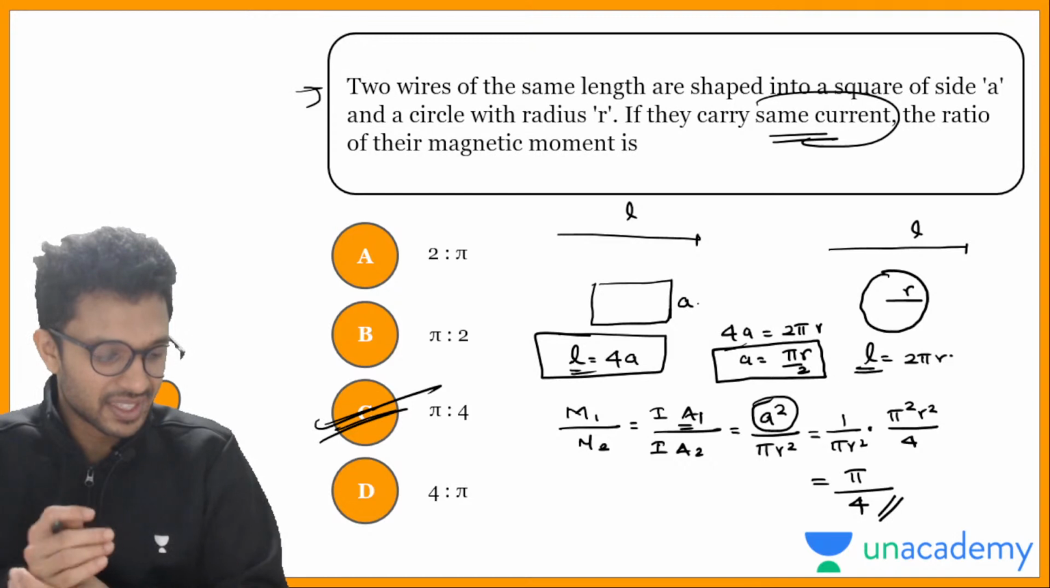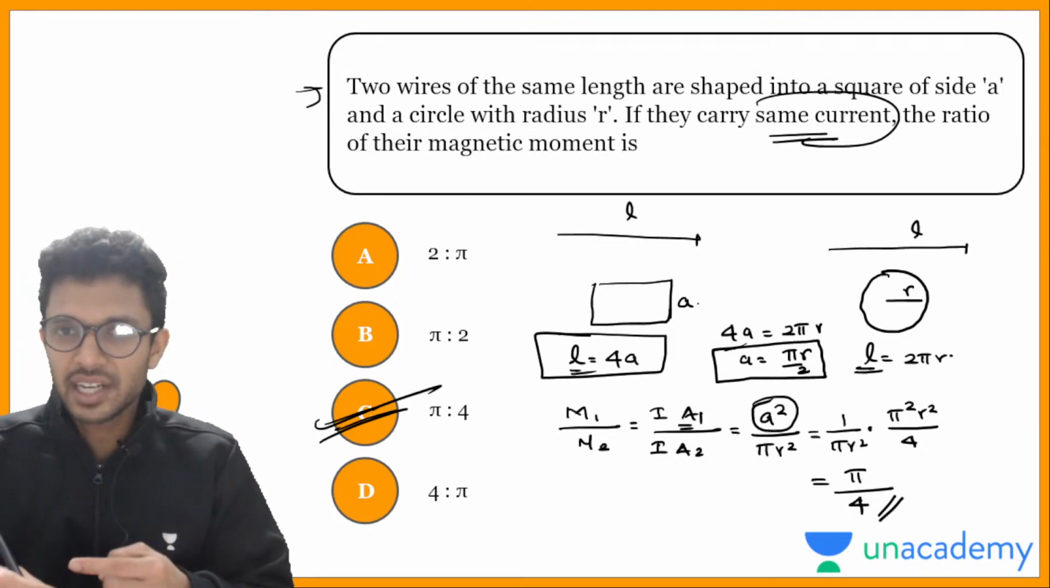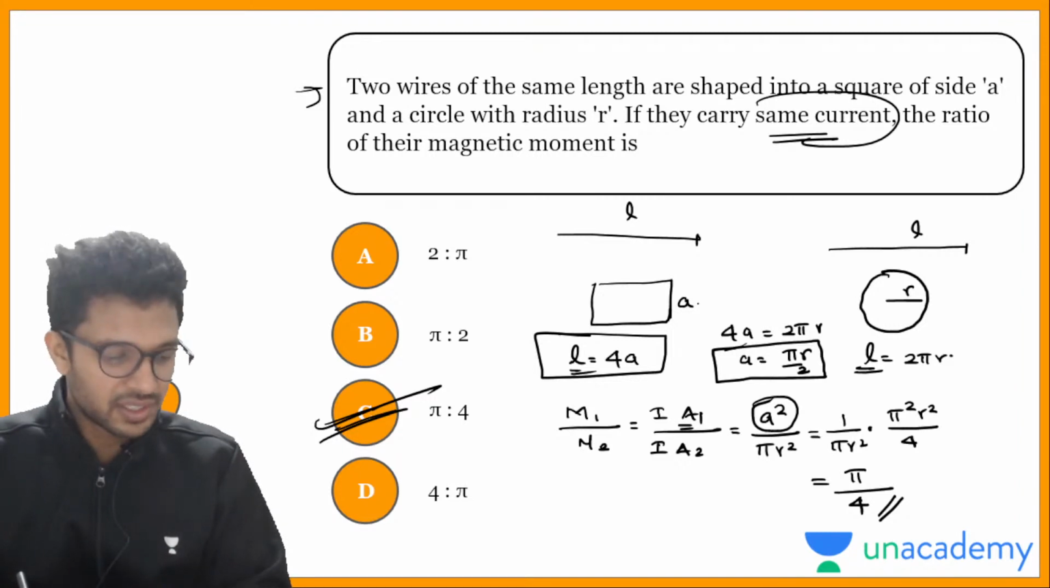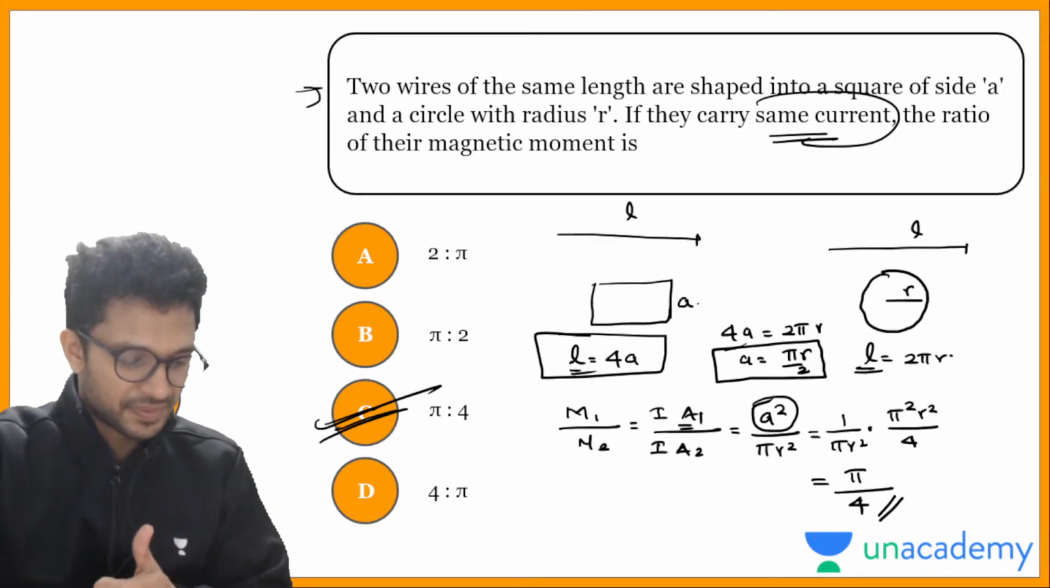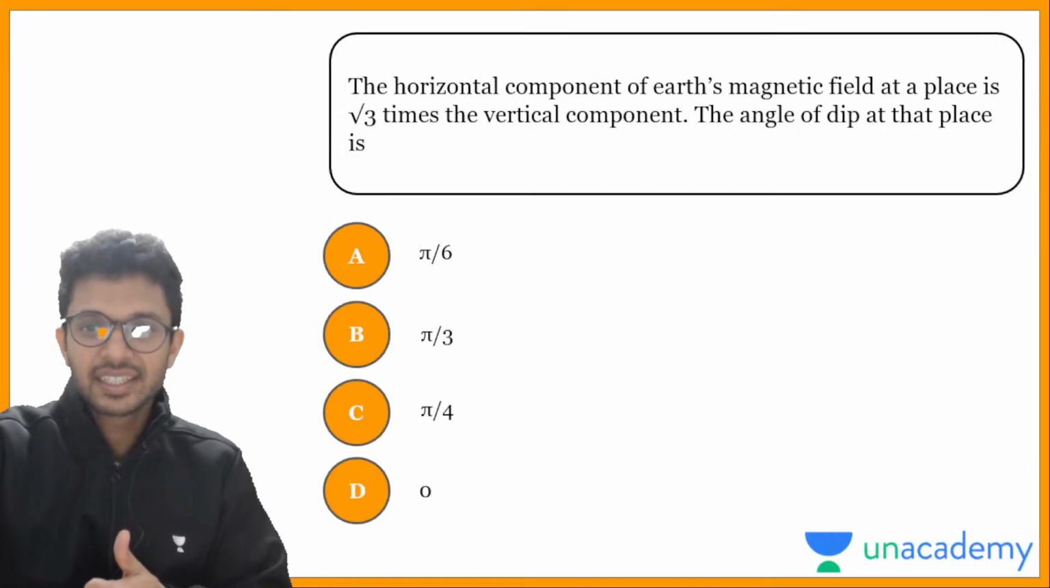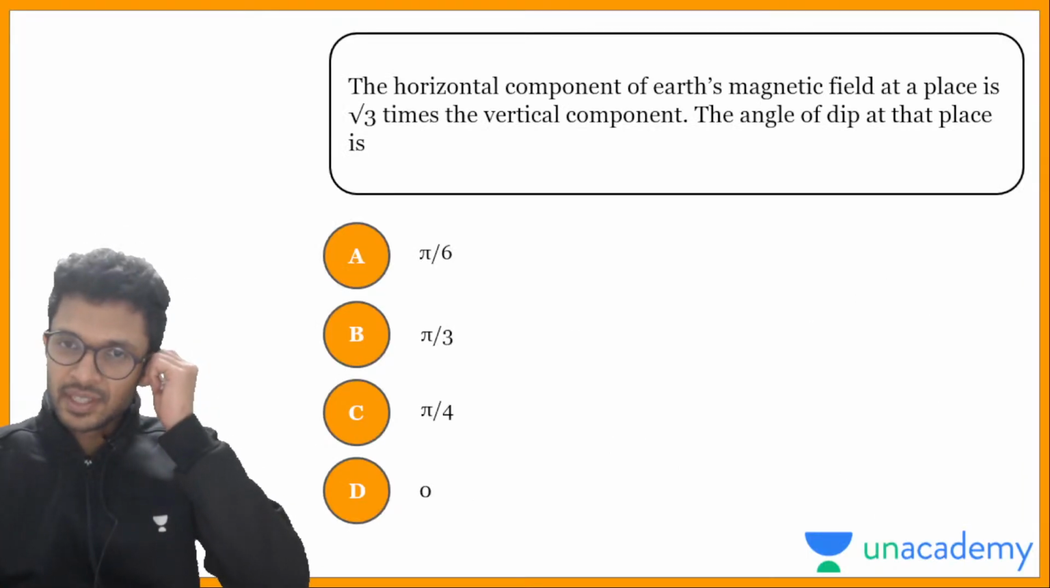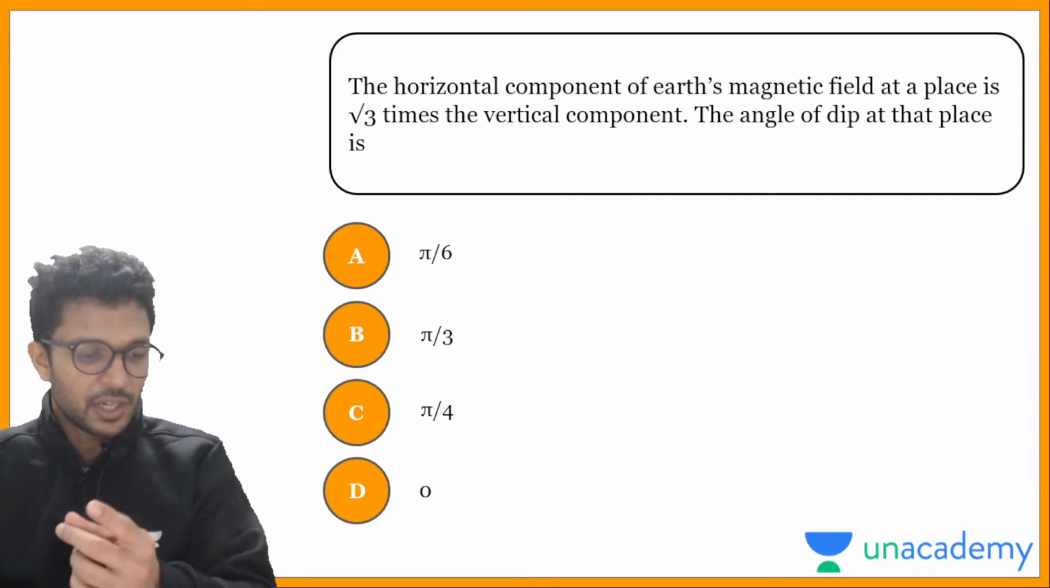Clear? Okay. Now I think we can go a bit faster, because we have to complete the entire 25 questions. So we are proceeding further. Done? Yes? Okay, next. This is a simple question. Everybody can do it.